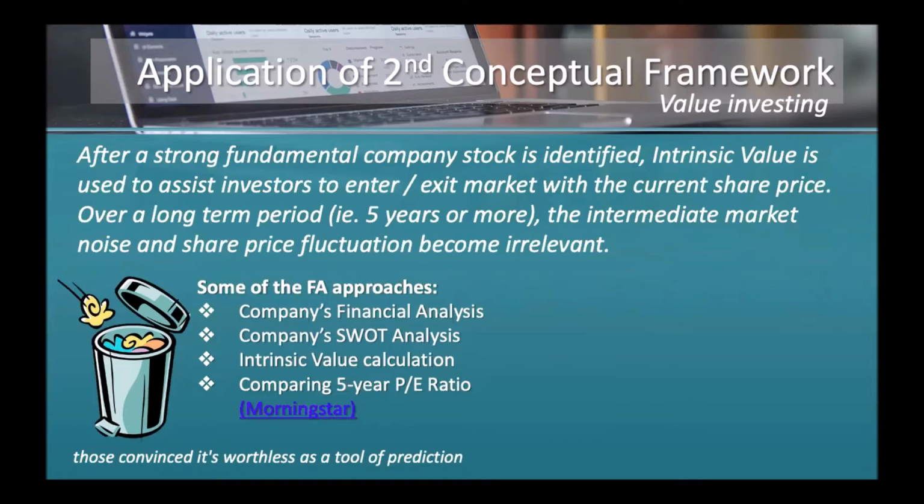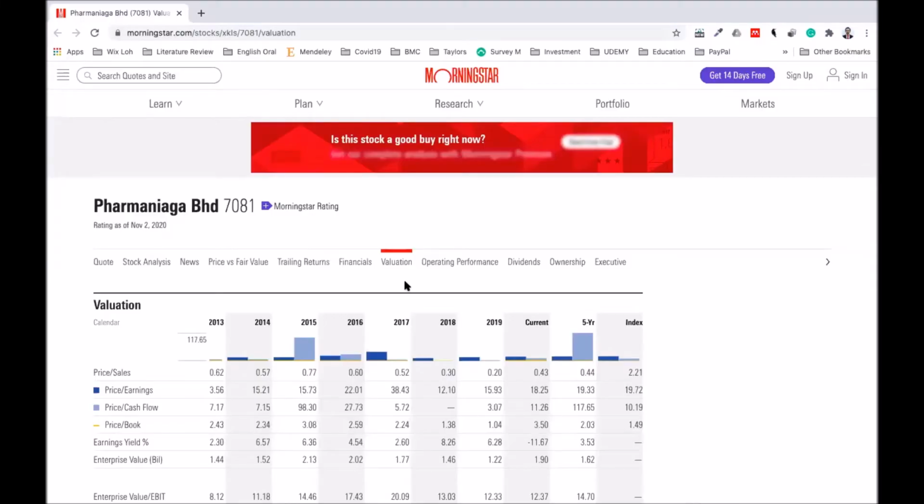The most basic, simple one is you compare the 5-year PE ratio, the price-to-earnings-per-share ratio, the price of the share against earnings per share. The easiest method to do is, right now you can see here, for example, Pharmaniaga. You can see the 5-year PE ratio here, so at least you can compare. For the last 5 years it was 19.33. Now it's 18, so it's considered not expensive at the current price. This is yesterday's, so it's not expensive.